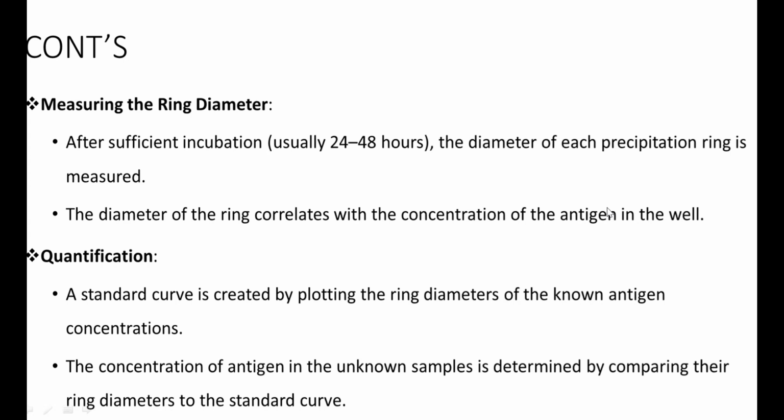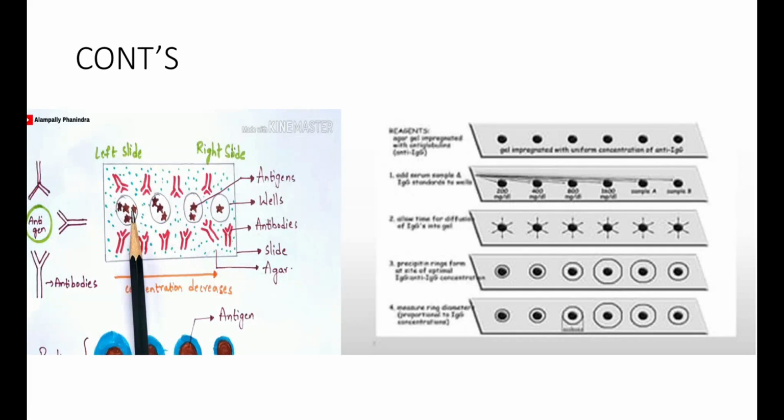In order to know the antigen present in an unknown sample from the patient, we have to compare its ring diameter to the standard ones. We take the ring formed on the well containing the unknown sample and compare it with the standard curve. Then it helps us to determine the quantity of the antigen present in the patient.